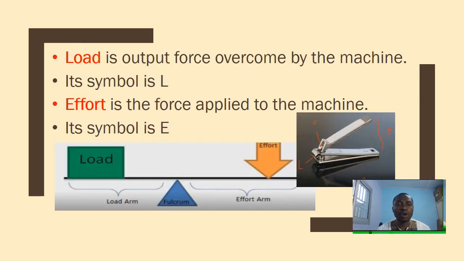Now, a load is an output force overcome by the machine. Its symbol is L. Effort is the force applied to the machine. Its symbol is E. So if you look at the diagram, this is the load, and this is the effort applied.